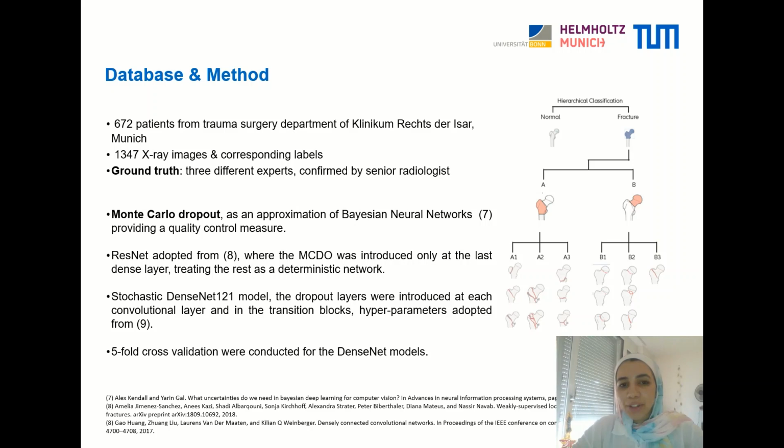Our dataset was collected from the Trauma Surgery Department of Klinikum Rechts der Isar, Munich, Germany, with a total number of 692 patients and 1,347 X-ray images. We have 3 different classification scenarios, going from the basic scenario, where the bone was annotated as fractured or not, then 2 other more fine-grained scenarios, with 3 and 6 classes.